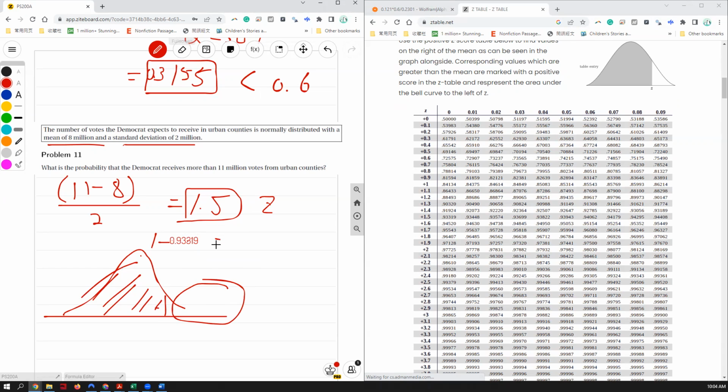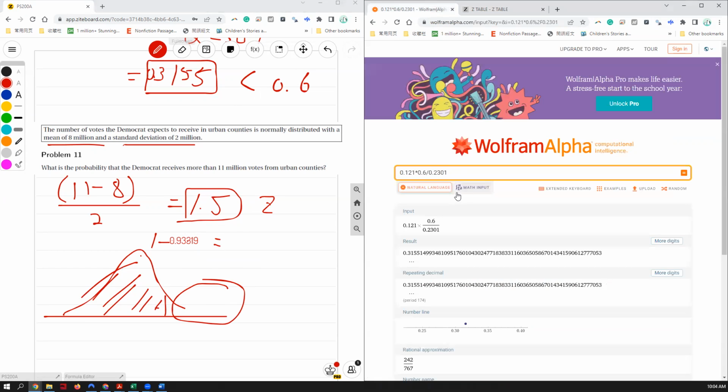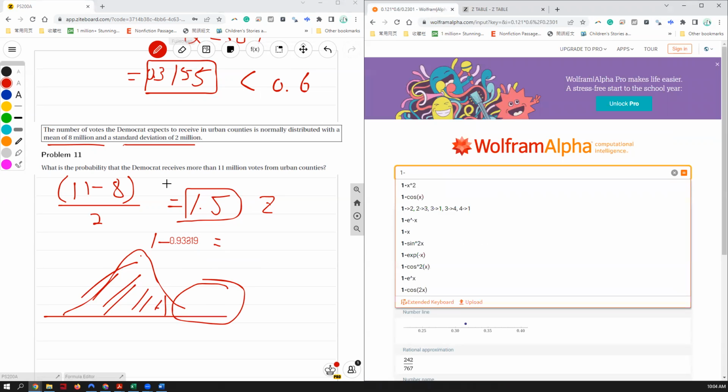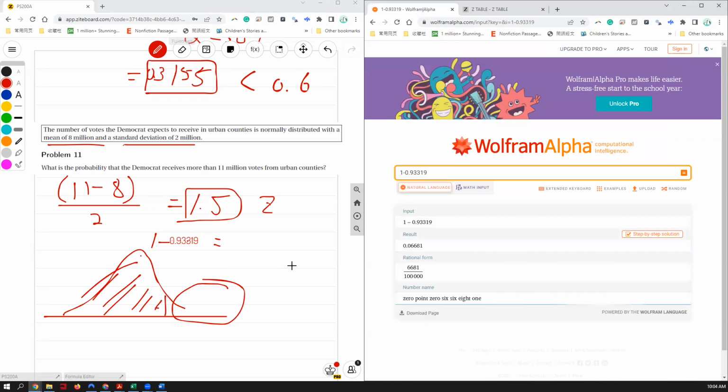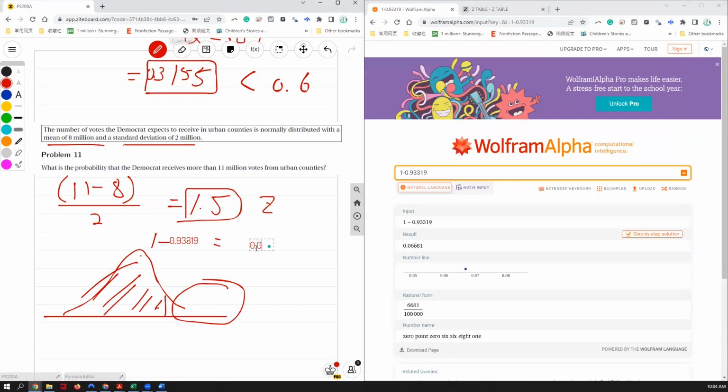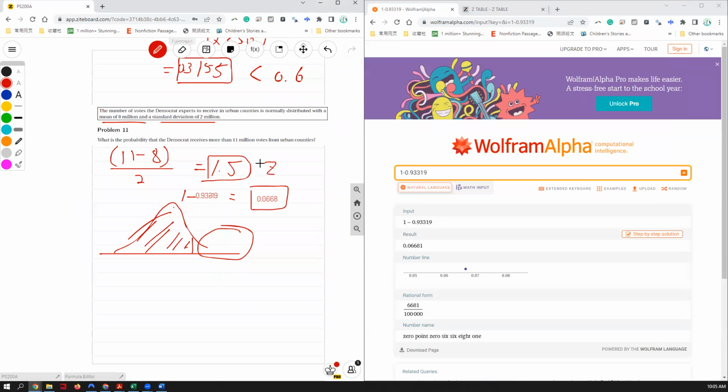Okay, so that equals to, well, calculator. 1 minus 0.93319 is 0.0668. Okay, so that's my answer for the first one. There's a 6.68% chance that the Democrats will receive more than 11 million votes. Okay, problem number 12.